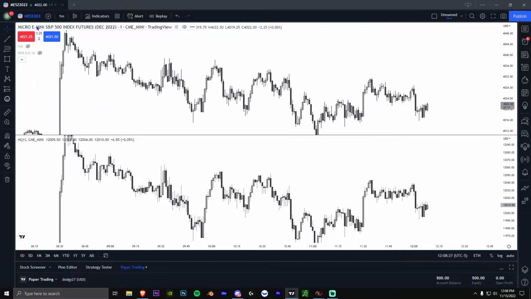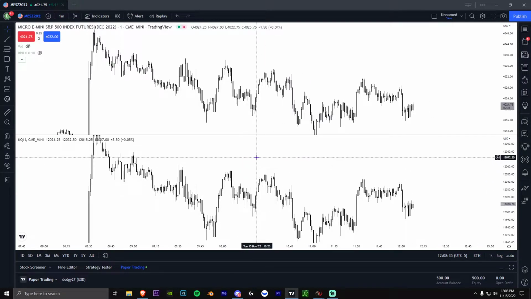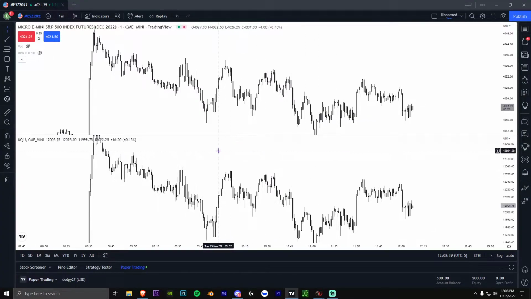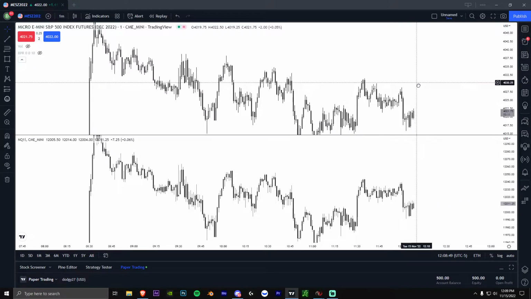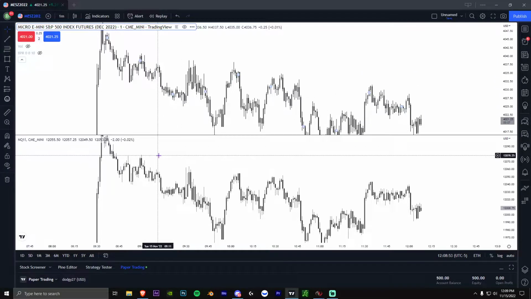So right now I'm on NQ and MES. Obviously you can look for divergences with the Dow too, but I think that gets a little complicated. Sometimes you might see a divergence with the Dow, like you get a higher high and a higher low on the Dow, but maybe you get a lower high and lower low on NQ and ES.